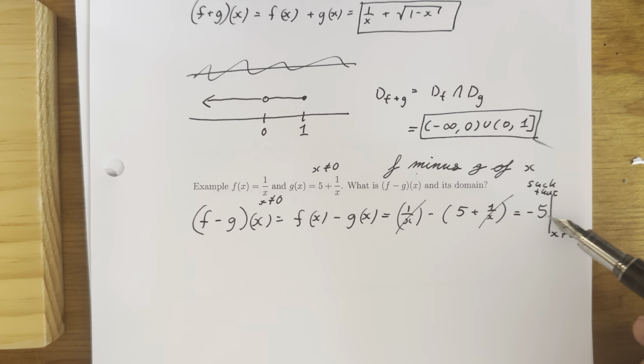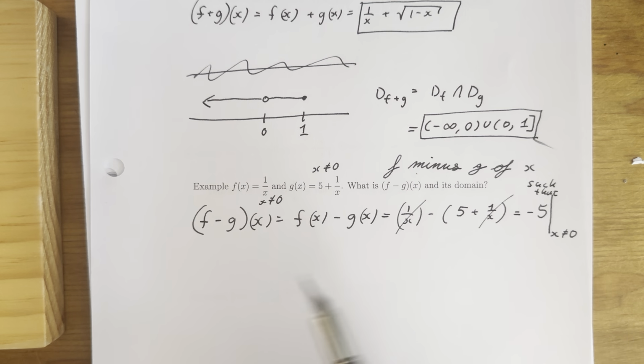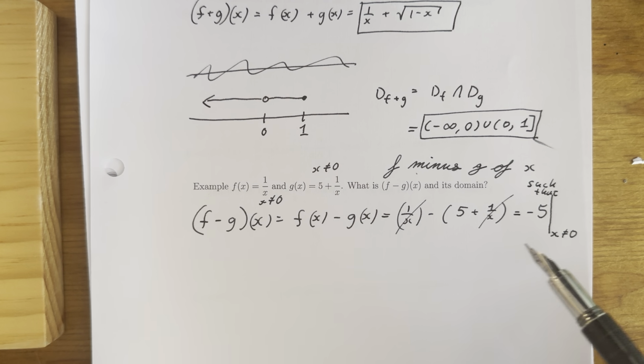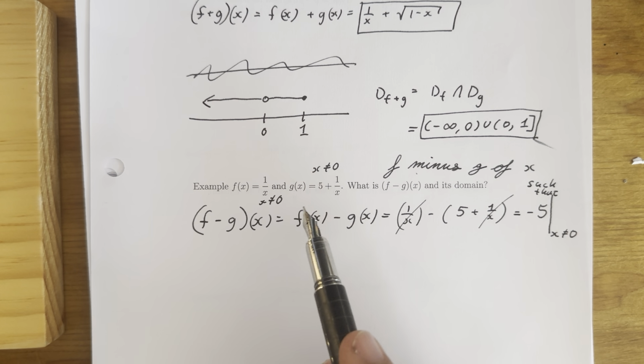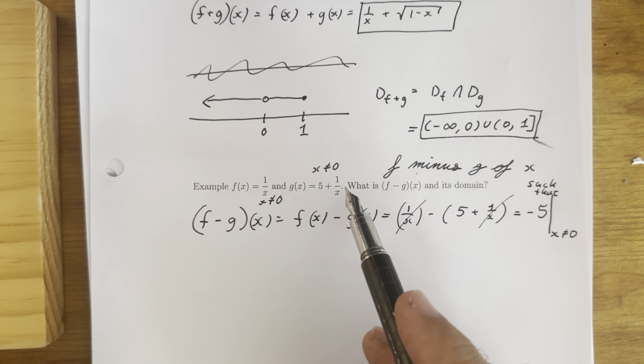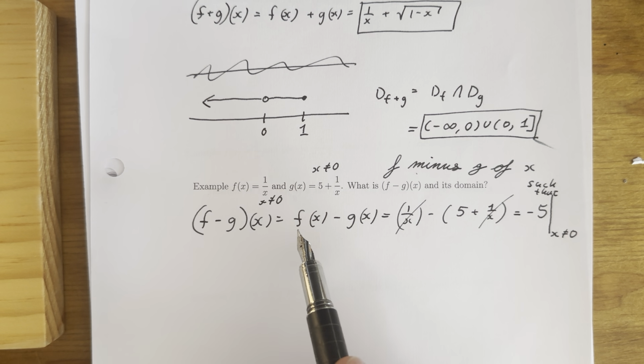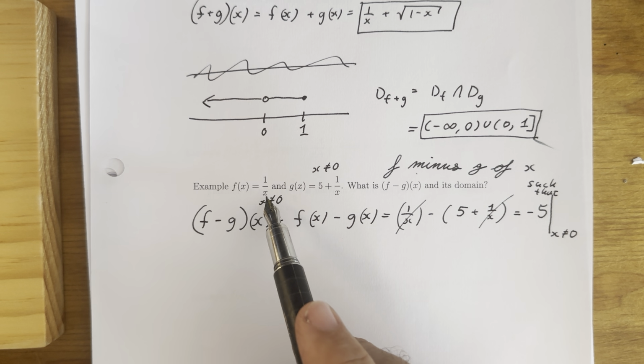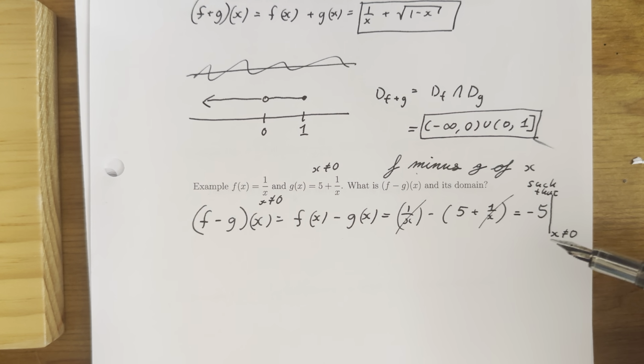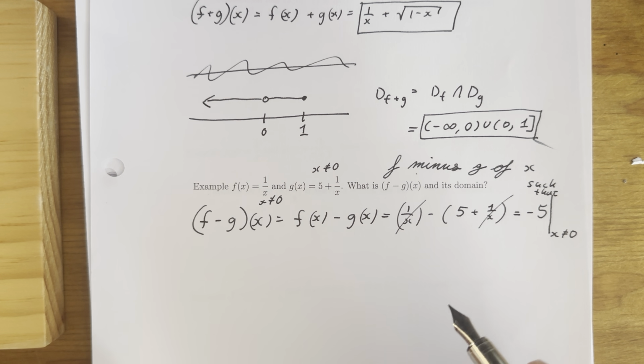Because when we write -5, this is just a shortcut. So we can calculate f minus g a little bit faster without having to first calculate f and then calculate g and then subtract the two together. But if you don't account for the fact that you couldn't divide by 0 here and here, and you just write -5, you'll get an incorrect answer.